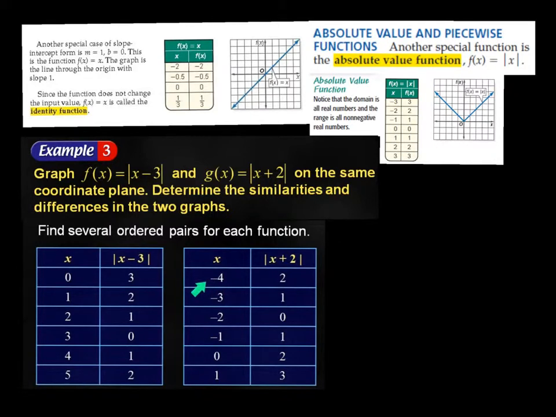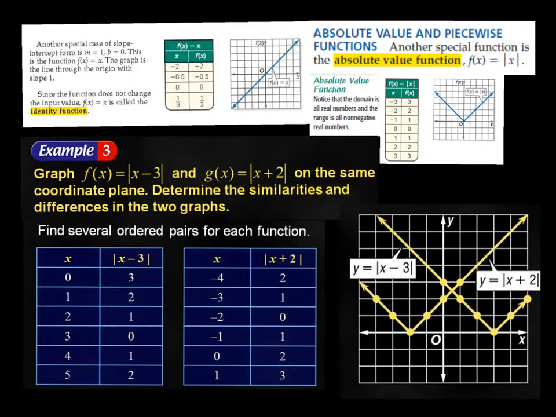For the g of x function, if we put in -4, -4 plus 2 is -2, the absolute value is 2. -3 plus 2 is -1, the absolute value is 1. -2 plus 2 is, of course, 0. And now we're going to start repeating. -1 plus 2 is 1, the absolute value is 1. 0 plus 2 is 2, and 1 plus 2 is 3. And then we get a plot.